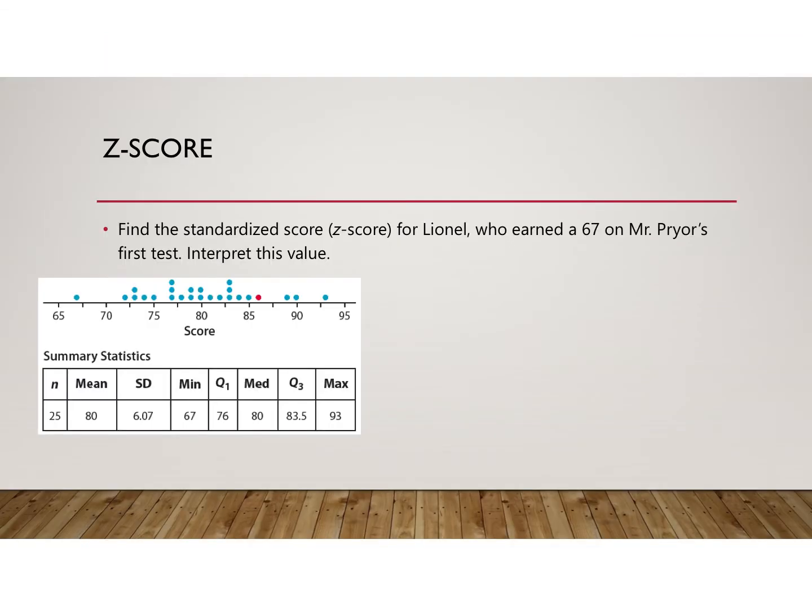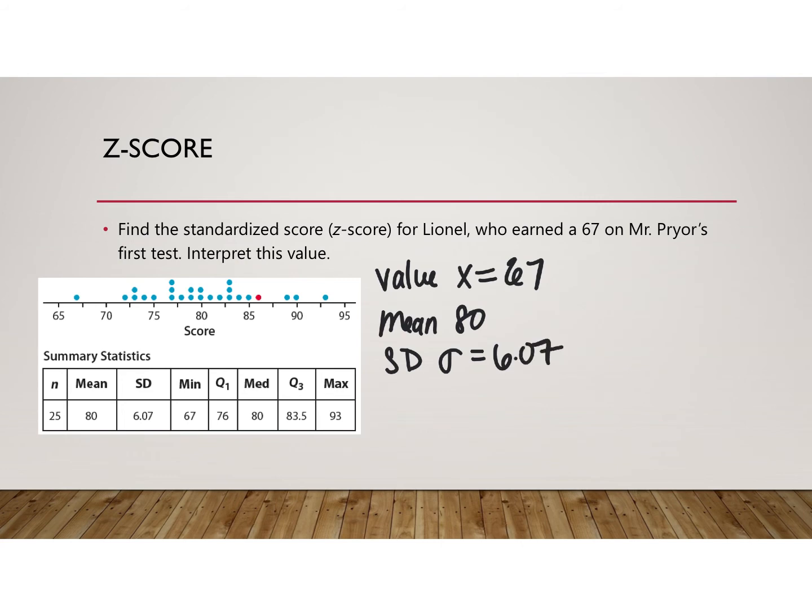One of the students, Lionel, earned a 67 on the test. Find and interpret his z-score. So our value that we want to know about is 67. The mean is still 80. The standard deviation is still 6.07. So my z-score is 67 minus 80, divided by 6.07.